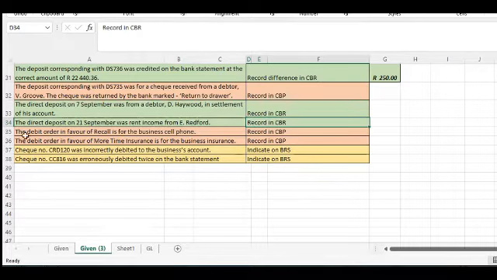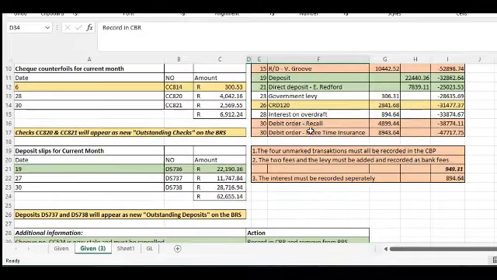Next thing we see in the additional information is the debit order in favor of recall, which is for a business cell phone. So this is the debit order that went off right here.